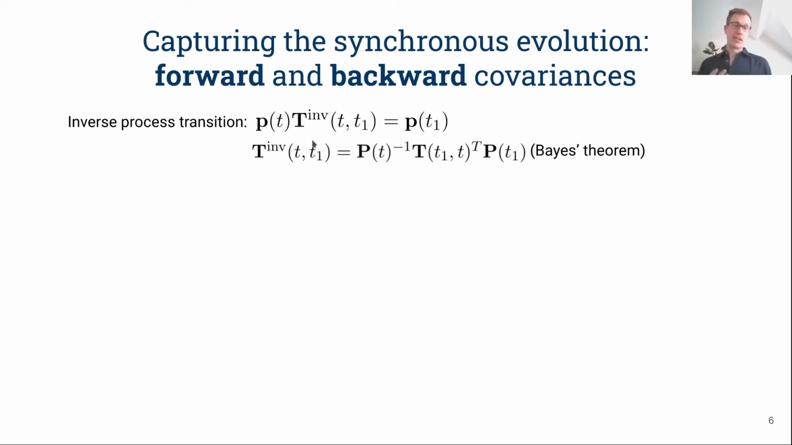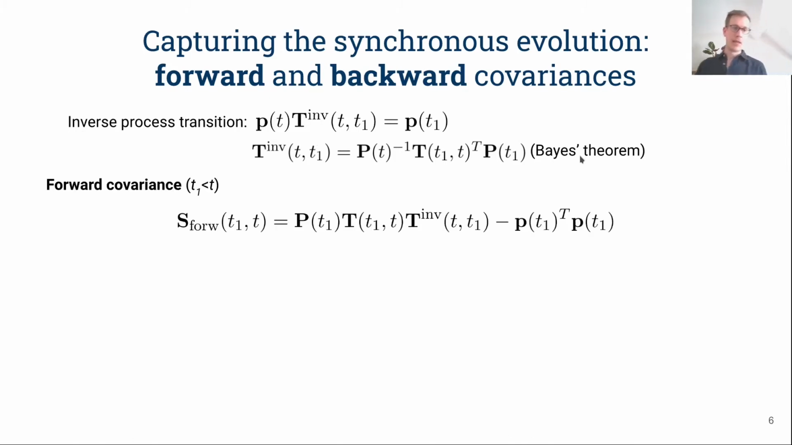And you actually can find it using Bayes' theorem. And now, using that, we can define the forward covariance. So we take the covariance and we multiply it by this matrix Tinv. And what we have is a process that starts at T1, evolves until T, and then goes back to T1.